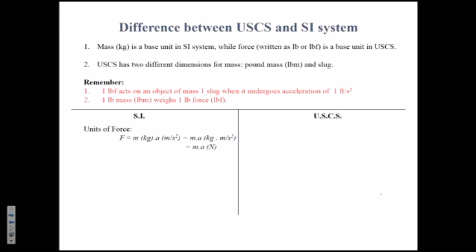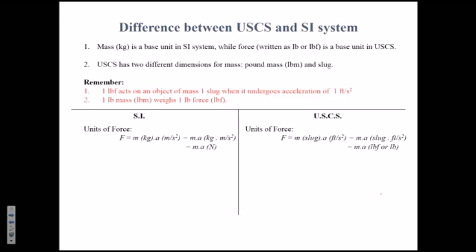If you have a 5 kilogram object accelerating at 2 meters per second square, you get 10 kilogram meters per second square, which is the same as 10 Newton. And I'm pretty sure that none of you have any problems with this, right? Okay, good. Let's see what happens with the USCS system. Because in the USCS system, the mass is a derived unit. Here we define the force to be the base unit.